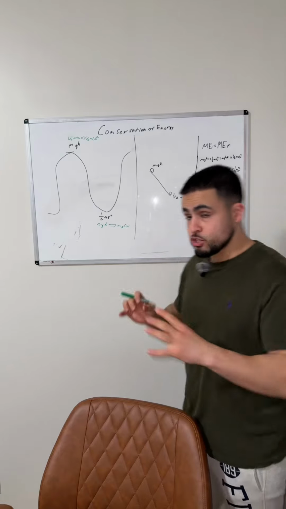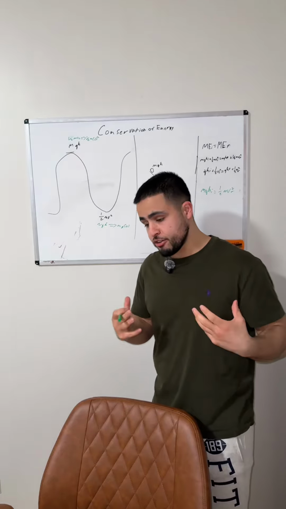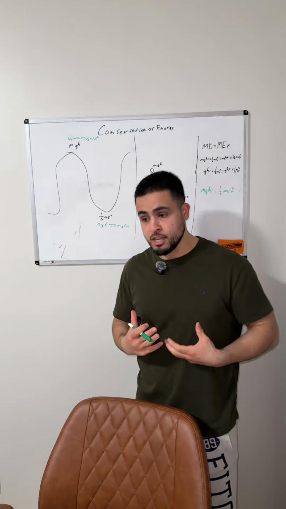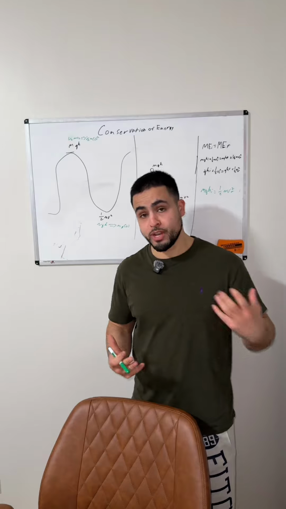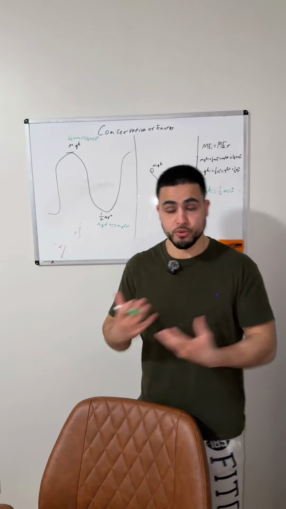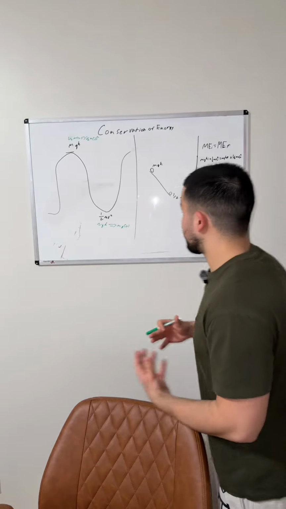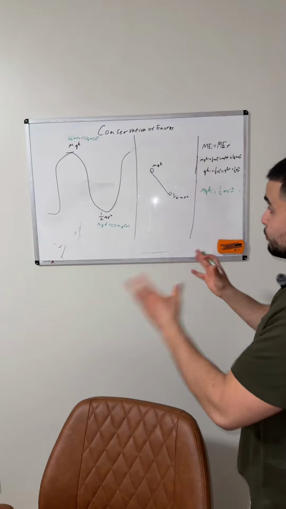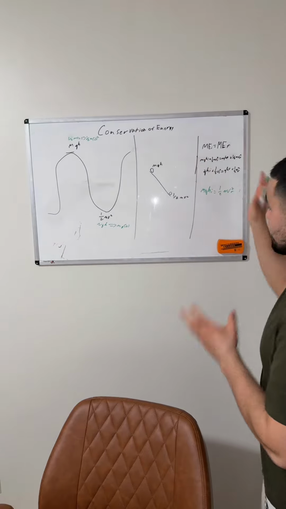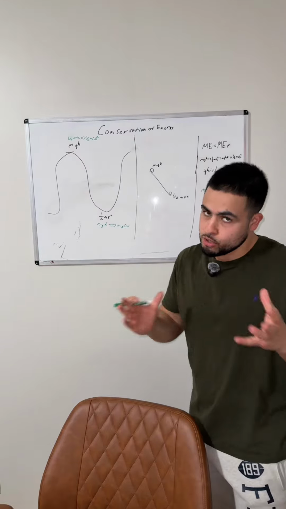But anyway, conservation of energy is the idea that energy within a closed system cannot be created or destroyed. It can only be transformed from one form of energy to another, for example, like kinetic energy to potential energy. All right, so what we have here is that the initial mechanical energy will always equal the final mechanical energy, again, in a closed system.